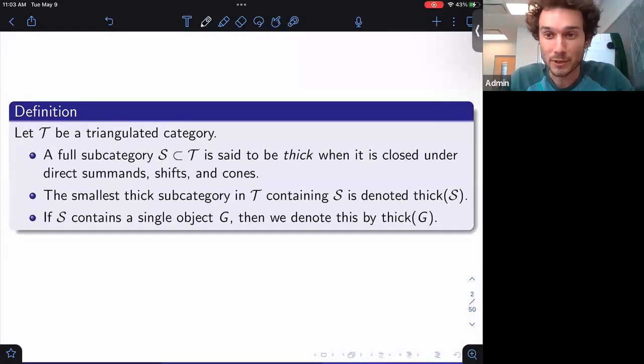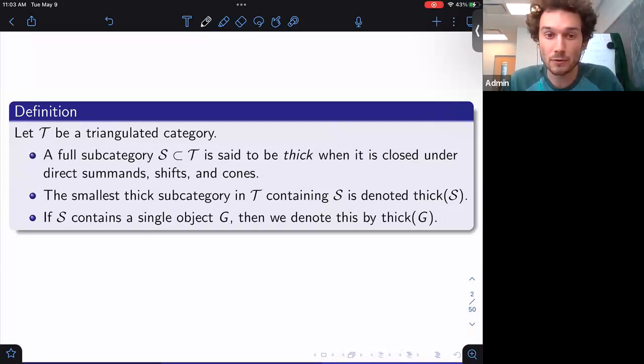I assume we know what a triangulated category is, and I'm going to say some things that might already be known, but I just want to make sure I at least cover my tracks for some of the background information. Let T be a triangulated category. We say a full subcategory S in T is thick when it's closed under direct summands, shifts, and cones. Given any full subcategory, we can consider the smallest thick subcategory which contains it, and we denote this by thick of S.